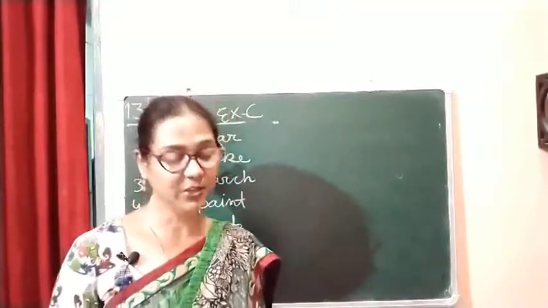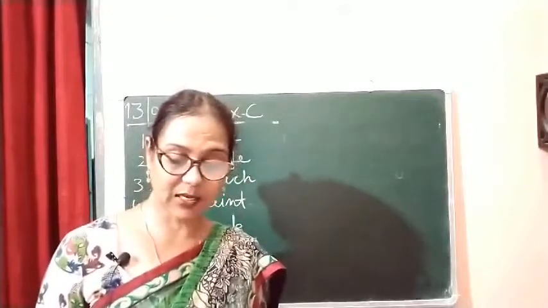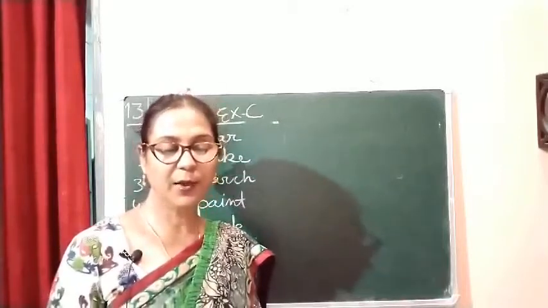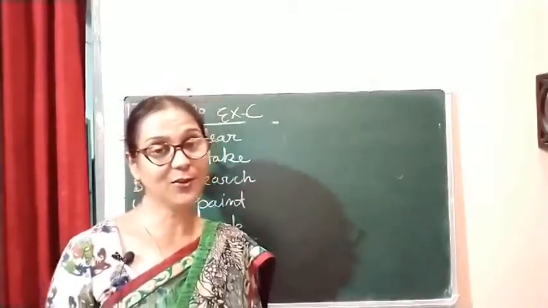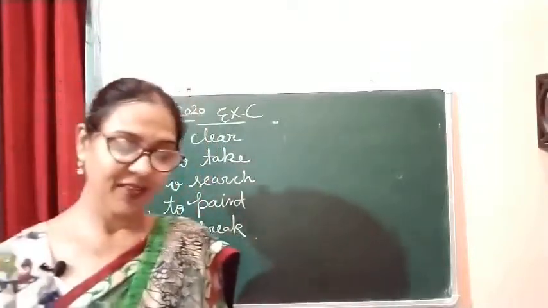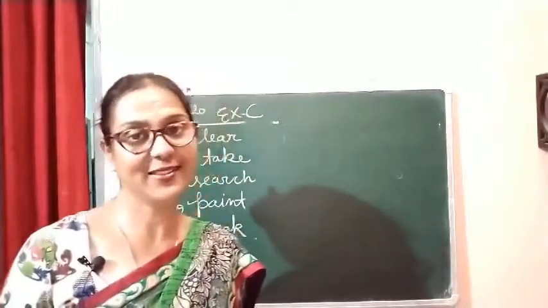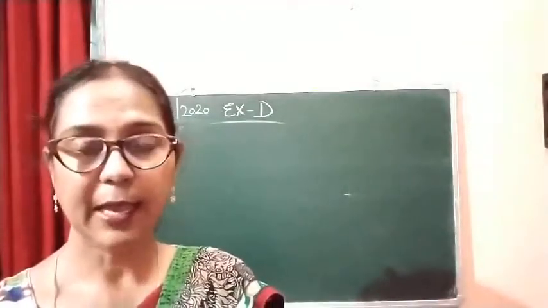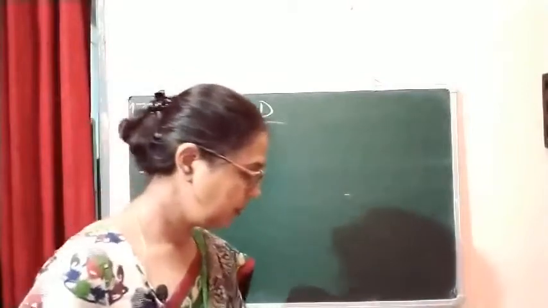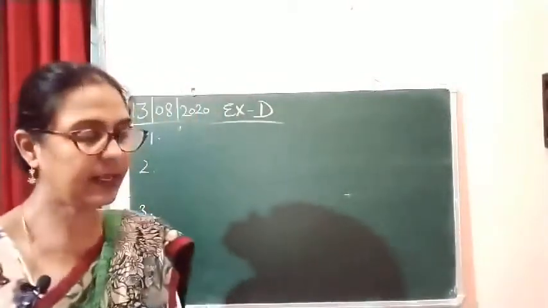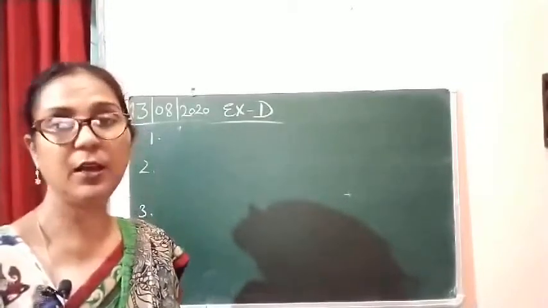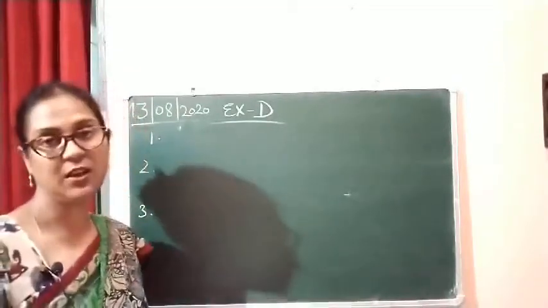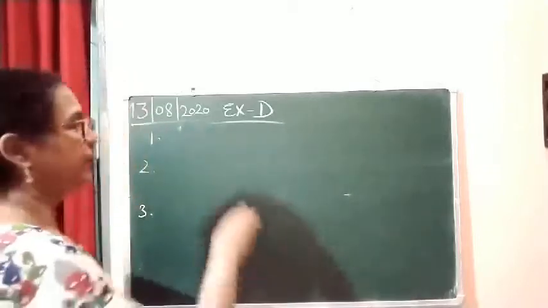This is exercise number D. Rewrite these sentences using the introductory it. So, first is to compose poem is creative. So, what are we going to write here? It is creative to compose poem. We are going to complete exercise number D. Rewrite these sentences using the introductory it. So now the first is to compose poem is creative. It is creative to compose poem.